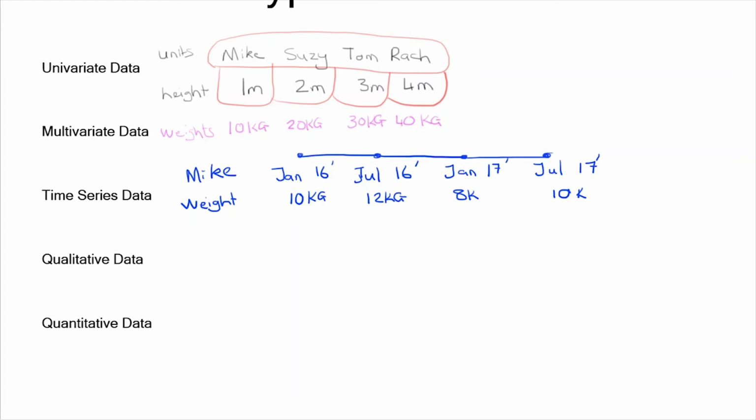Now we're going to get into the two larger topics here, which are qualitative data and quantitative data. These two are much more important than the previous three, in this course at least, because they come up much more often. Qualitative data is either categorical or it's ranked data. Basically, just consider it categorical data.